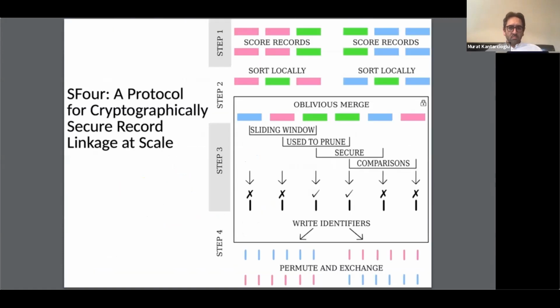With that, we have reached the final slide of this presentation. SFour, a protocol for cryptographically secure record linkage at scale. It is my hope that that title makes more sense to you now than it did 15 minutes ago. Thank you.